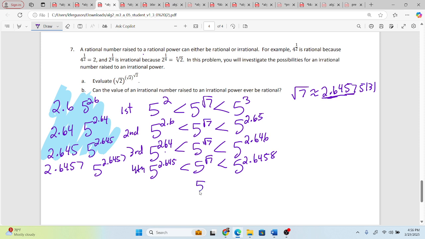Got 3 more to go. 5 to the radical 7th. Whoa, not 3, 7. The radical 7. So what's before it? Well, this number is 2.64575. So this number needs to be 5 to the 2.6457 power. And then this number, 5 to the radical 7 power, is 2.64575. So then what does this have to be? One number over that, so that's 2.64576.